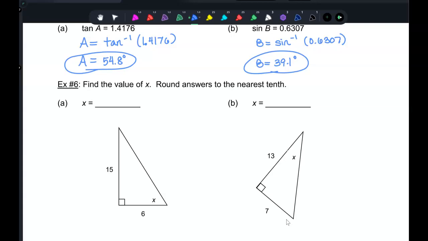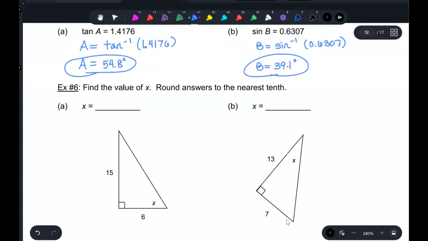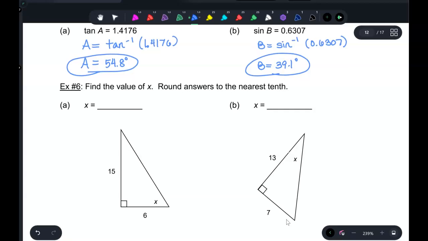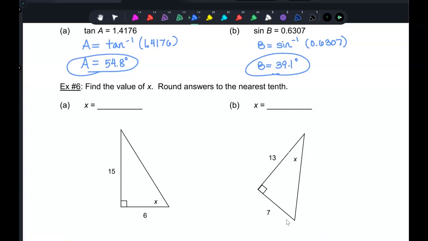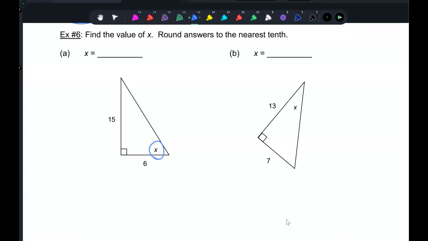This is the last page. Okay, find the value of x. So x is what I'm solving for. 15 is opposite. This is adjacent. So that's how I know I need to use tangent.